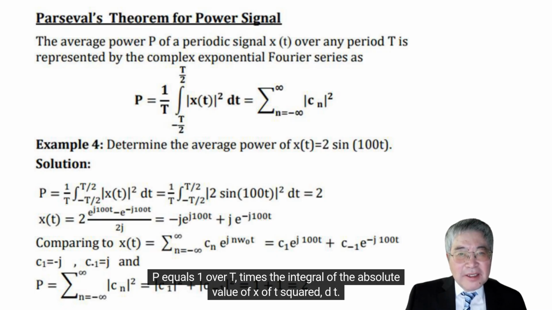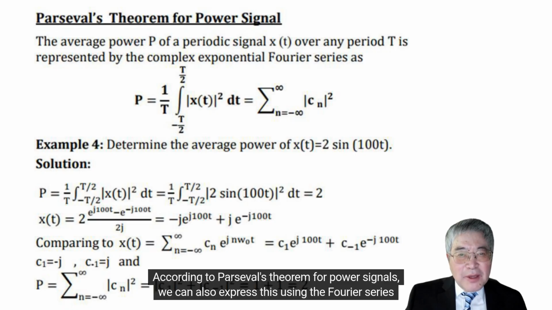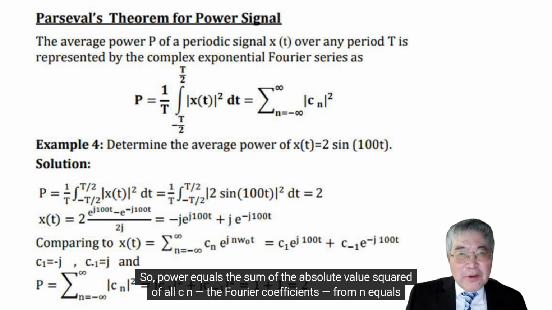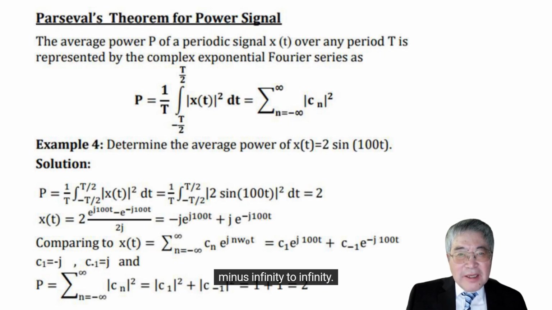x of t squared dt. According to Parseval's theorem for power signals, we can also express this using the Fourier series coefficients. So power equals the sum of the absolute value squared of all Cn, the Fourier coefficients, from n equals minus infinity to infinity. Let's go through the example.